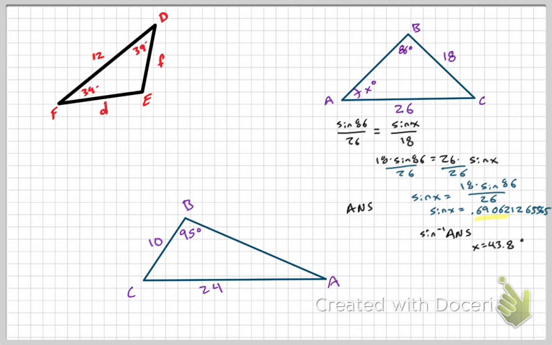Okay? So, looking at this, we're trying to find the measure of angle A, because that's opposite the 10. We don't know what that is. We'll call it Y. We have our complete ratio of 95 and 24. So the sine of 95 over 24 equals the sine of Y over 10. Let's go ahead and do all of our cross multiplying. So 24 sine Y equals 10 sine 95.